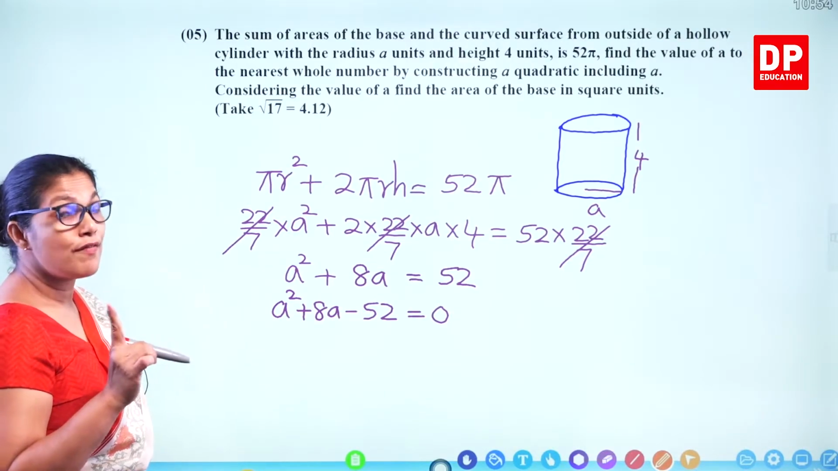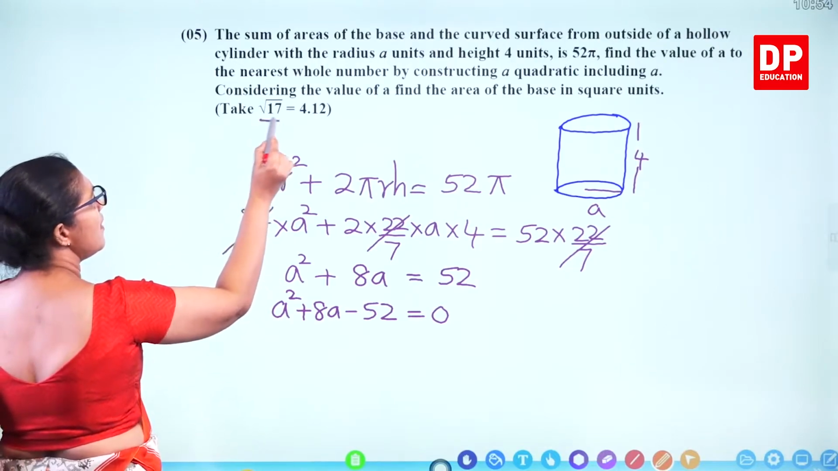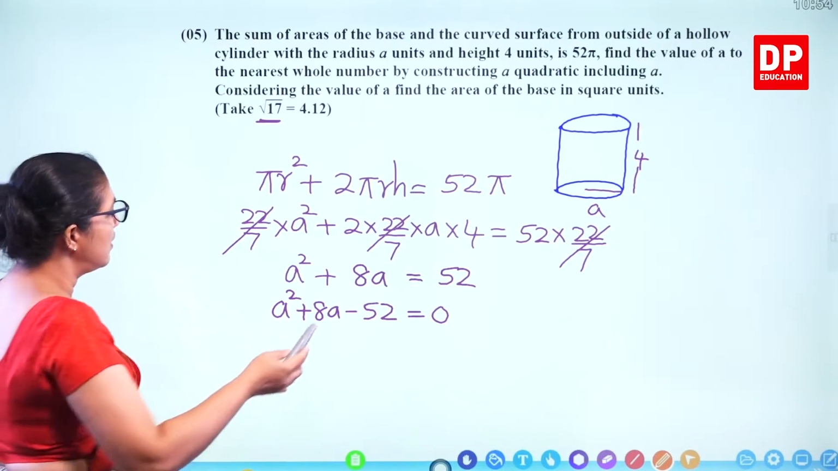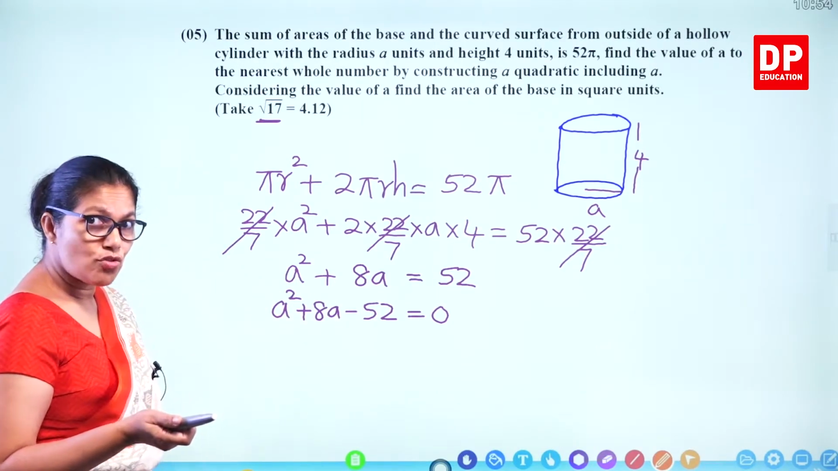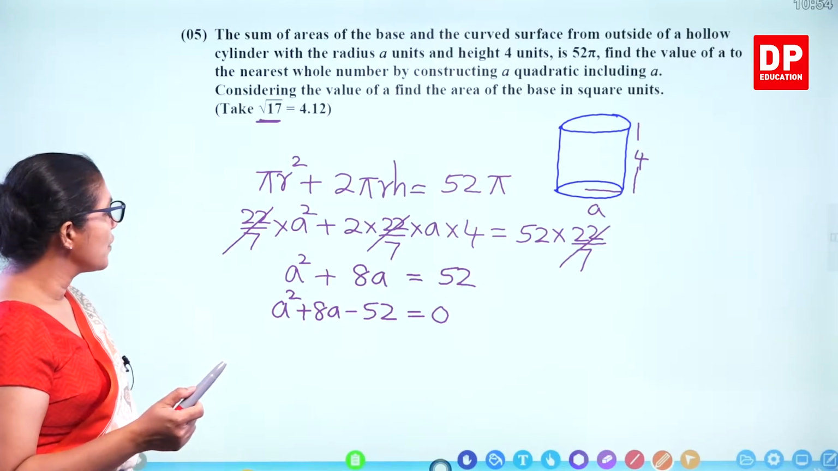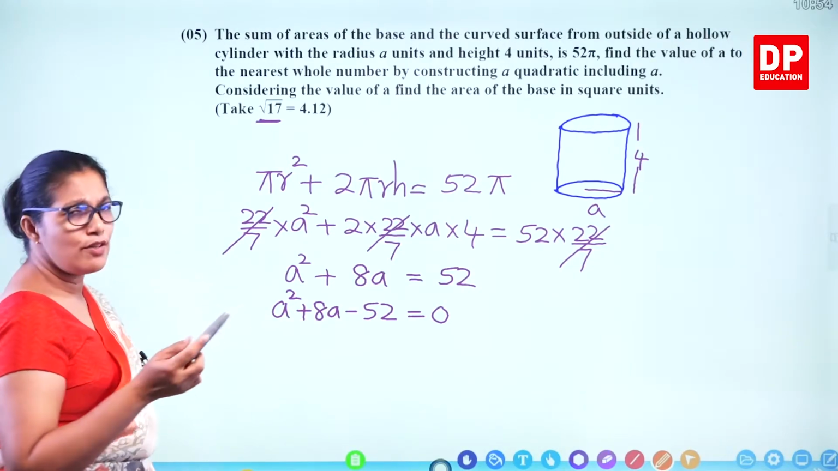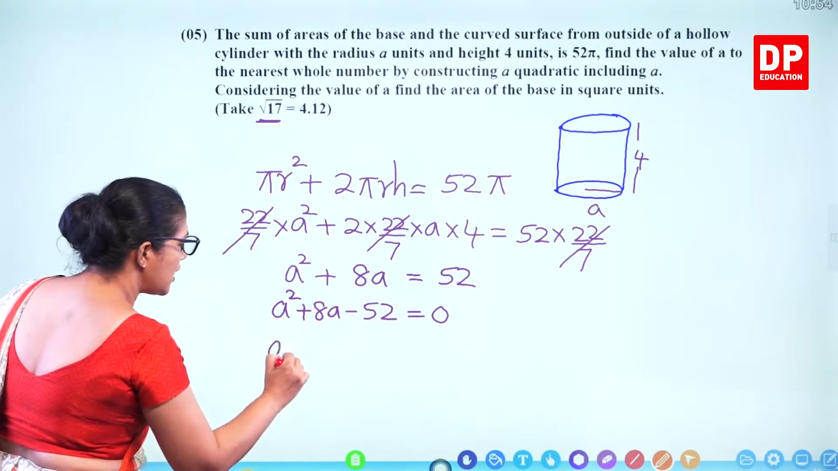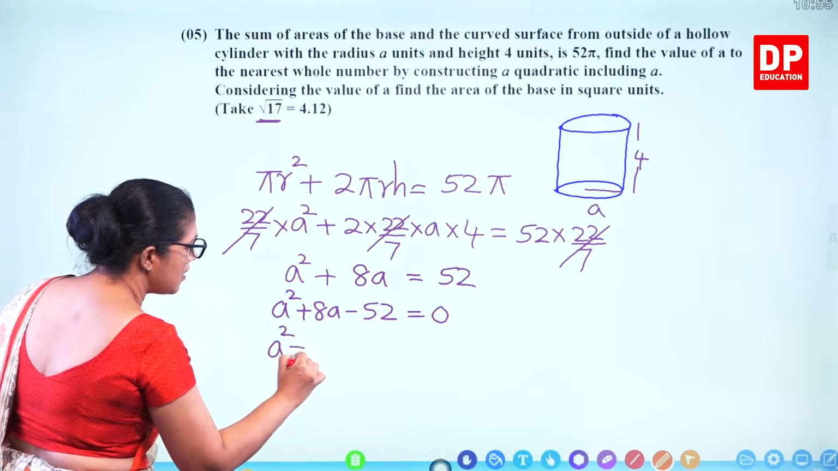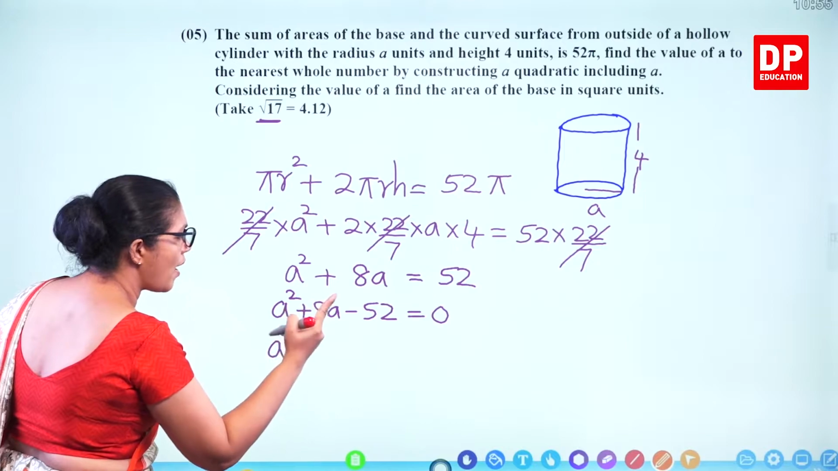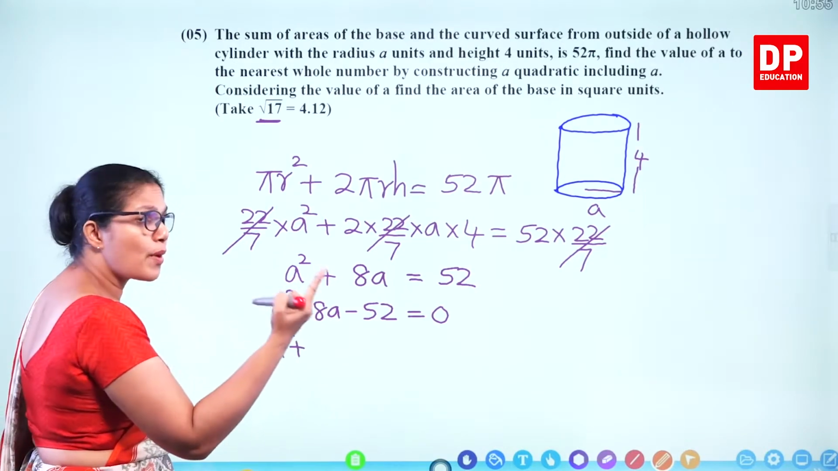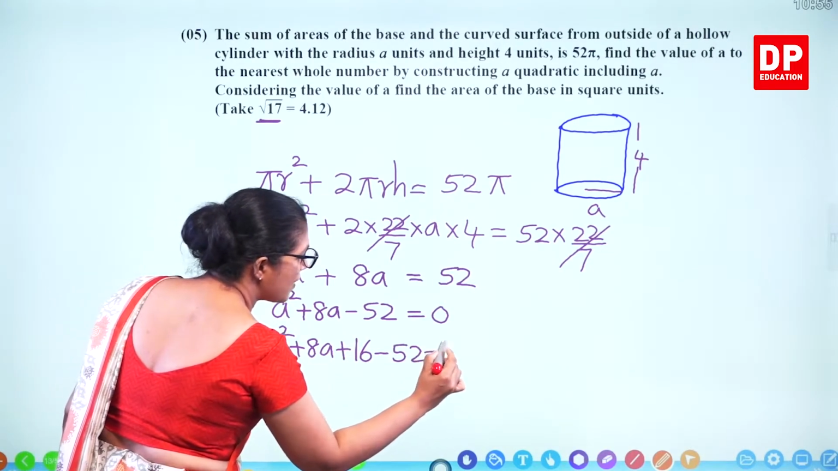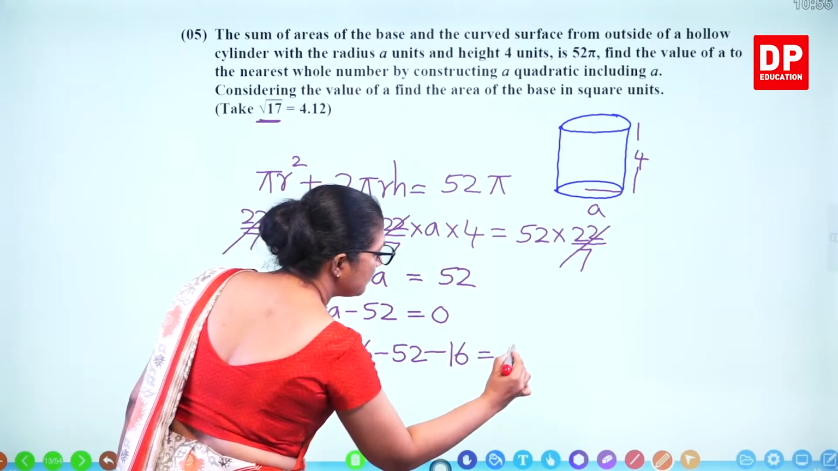But it's not factorizing. Why? They have given the root 17 value. So that means you can use either the completing square method or the quadratic formula. Here, if the middle term is even, you can use the completing square method. So how do you get the square term? Divide the middle term by 2 and square it. 8 divided by 2 is 4, 4 squared is 16. So you are adding 16, and in order to get no difference, you are subtracting 16.